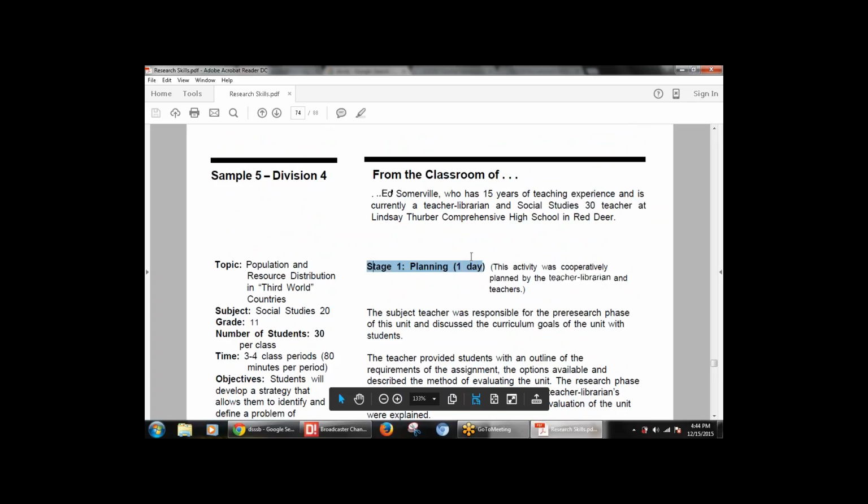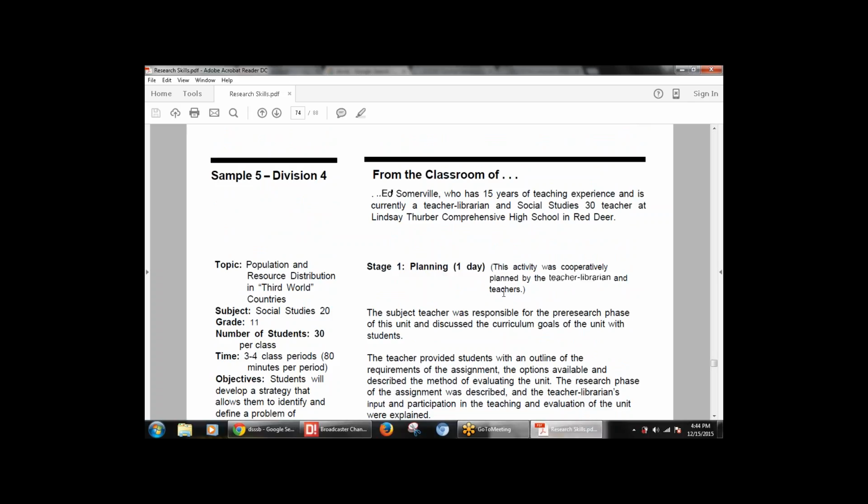Stage number 1 is the planning, that is for 1 day. This activity was cooperatively planned by the teacher, the librarian, and the teacher. That is the planning purpose, stage number 1.